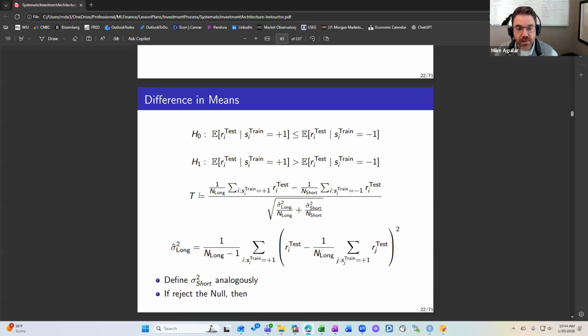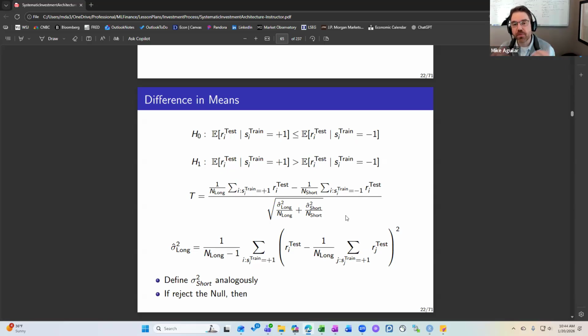We can construct a test statistic. Remember, the t-tests are transformations of those averages. We're going to take the difference between the two, and then we scale it. This is a lot of fancy math, but basically what it's saying is take the long average return, the short average return, subtract them, and then standardize it. That's what the denominator is doing.